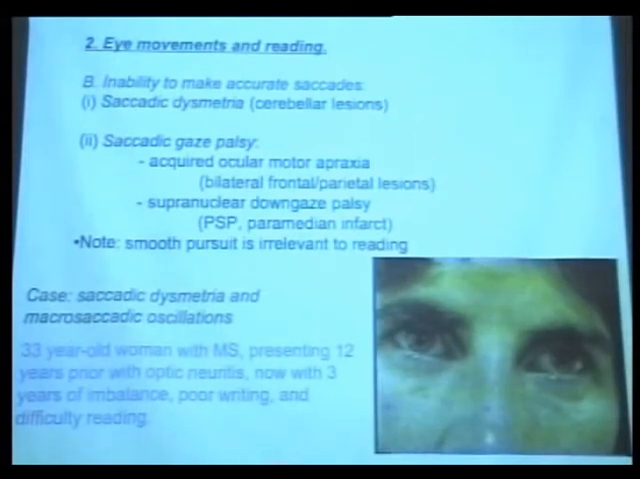Inability to make an accurate saccade. It's not just fixations. You have to move your eyes to the next spot when you need to figure out what the next word is going to be. So if you have inaccurate saccades from cerebellar lesions, you're not going to be able to make that jump to get the next word accurately. On the other hand, if you have a gaze palsy, you may not be able to make the jump, period. And so people with acquired oculomotor apraxia from bilateral frontal parietal lesions do tend to have problems with reading, among their many other problems. If you have a supranuclear downgaze palsy, again, that makes reading a little more difficult because that's where we tend to hold reading material.